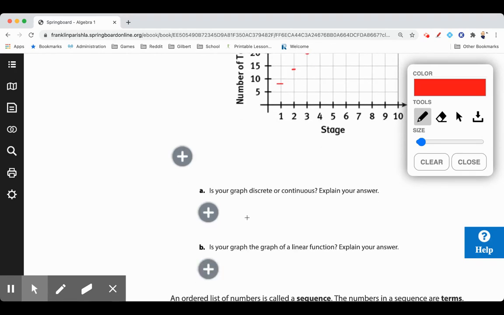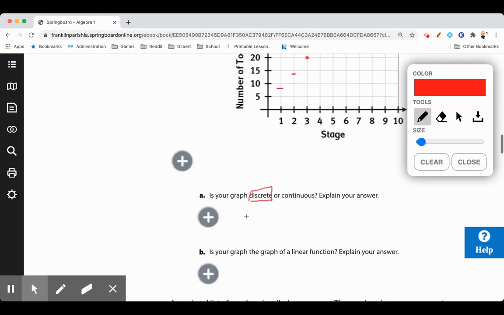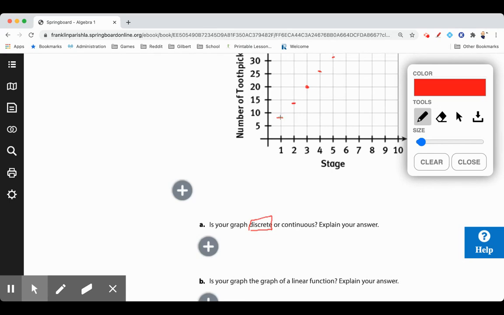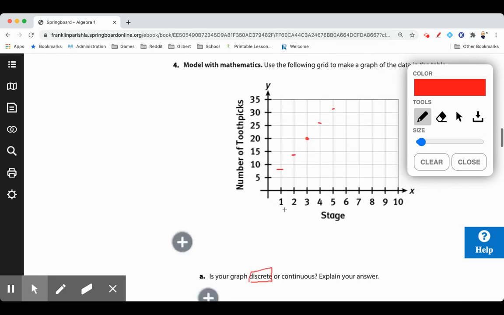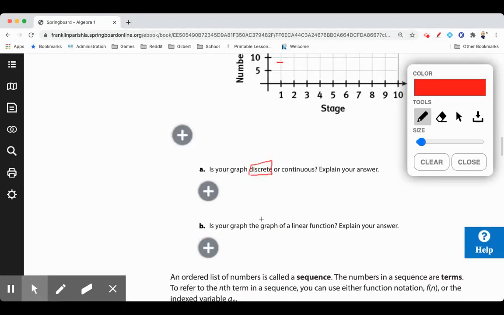Is your graph discrete or continuous? It's discrete. Why? Explain your answers. Individual stages have certain numbers. We don't have anything in between. I don't have stage 1.5, or stage 2.4. It's only the whole numbers that are our stages. Is the graph a linear function? It looks like it, yes.